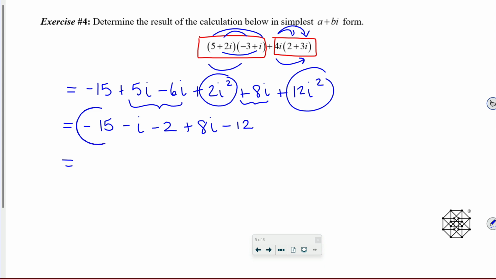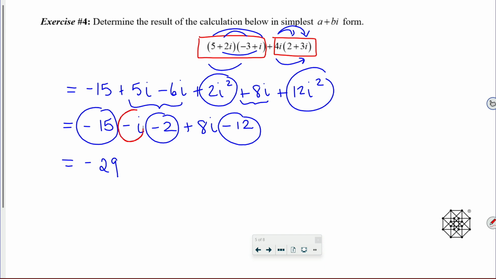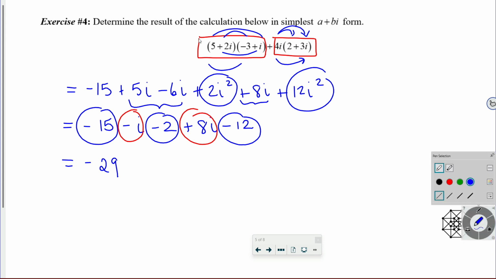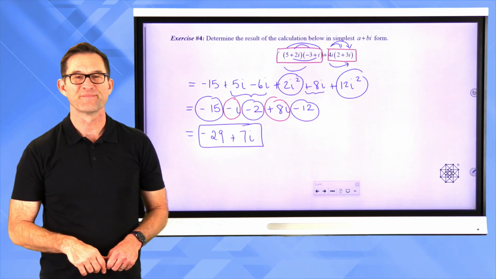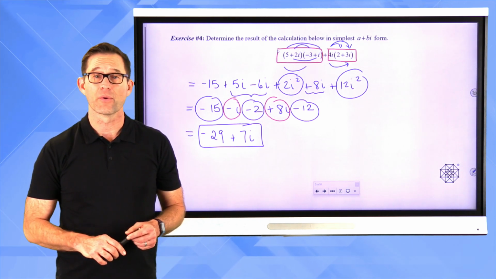Okay, let's take a look at all the real numbers. I've got negative 15, negative 2, and negative 12. That's going to be negative 17 plus negative 12, which is going to be negative 29. Then I've got, let me maybe circle my imaginary numbers so they're pretty clear, my negative i and my positive 8i, which will combine to be a positive 7i. So negative 29 plus 7i. Fantastic. All right, so a little bit more of a complicated calculation, but one that you can certainly get through.